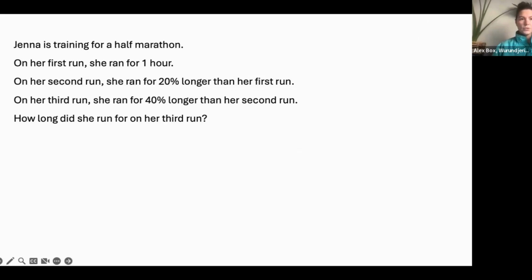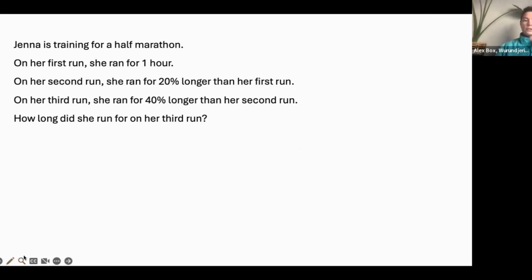Okay, so in this question, it's about time and it's about percentage. Jenna is training for a half marathon. On her first run, she ran for 1 hour. On her second run, she ran for 20% longer.